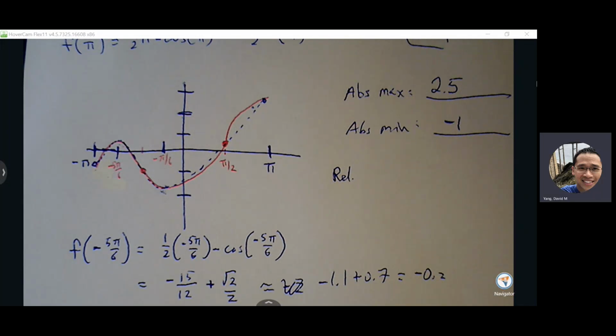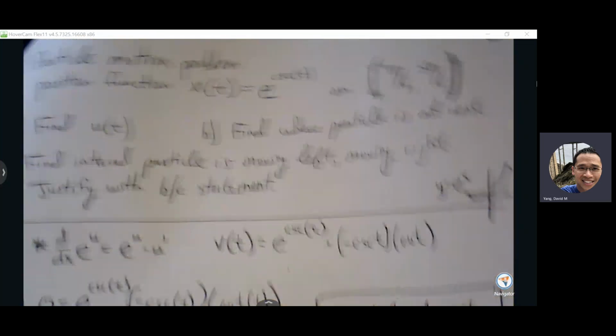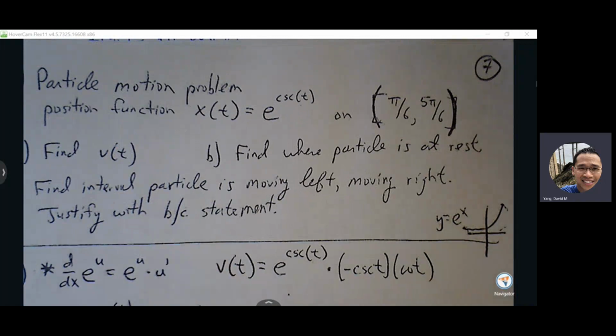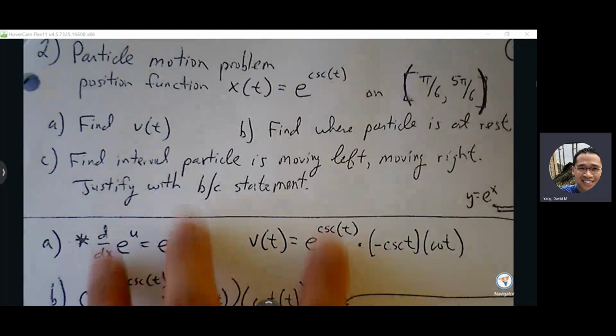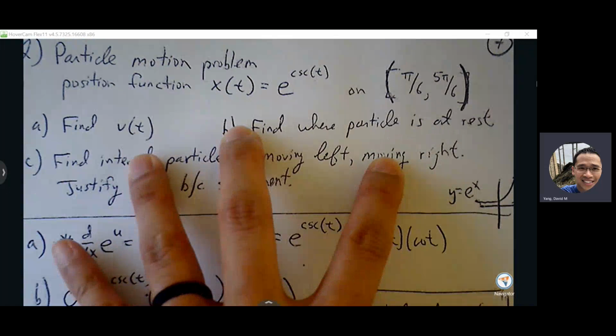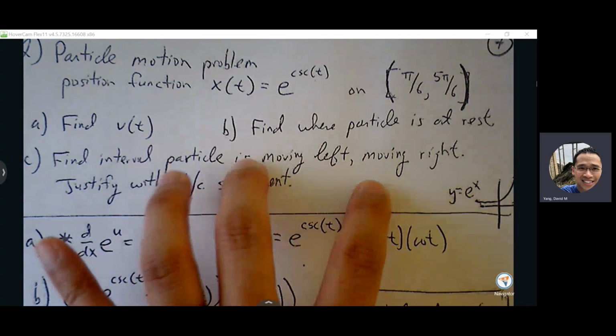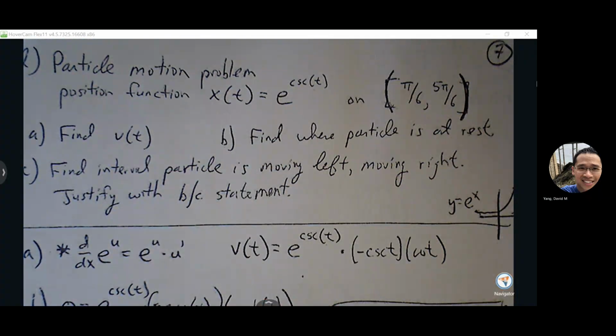So back into your packet here, I want to do a particle motion problem with you. This is page 7. I have the key here, but the problem is here, so we can just work it off on a separate sheet of paper. This is on the help session packet.